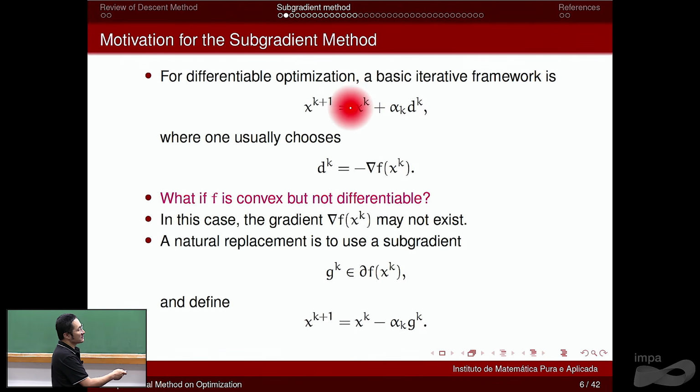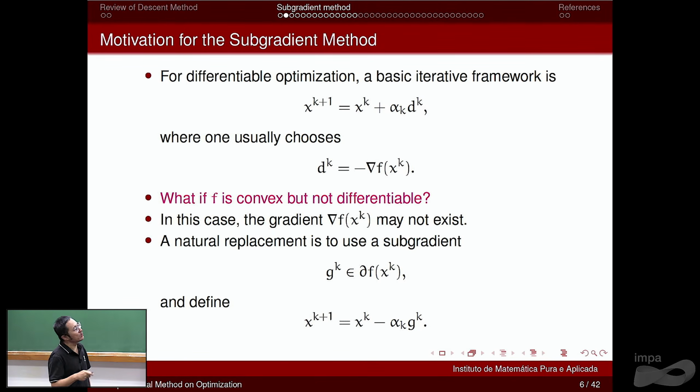So a natural idea to implement this line search framework is to find something which can substitute the negative gradient, okay? One natural idea is instead of using the gradient, we can take the subgradient. So we take the negative subgradient here instead of the negative gradient, and we choose some proper step size which can guarantee your convergence result. This is what we call the subgradient method, okay?